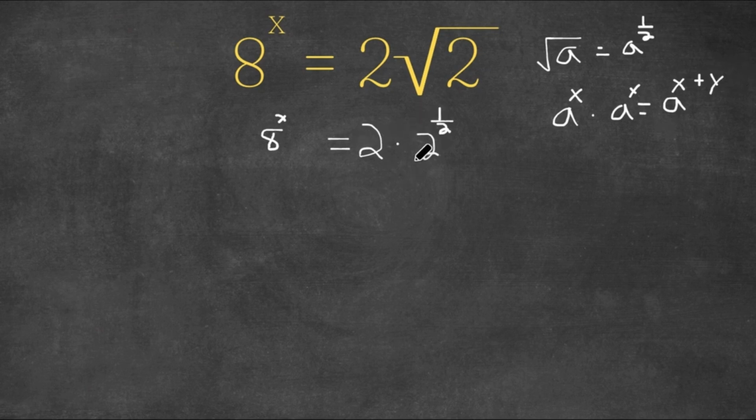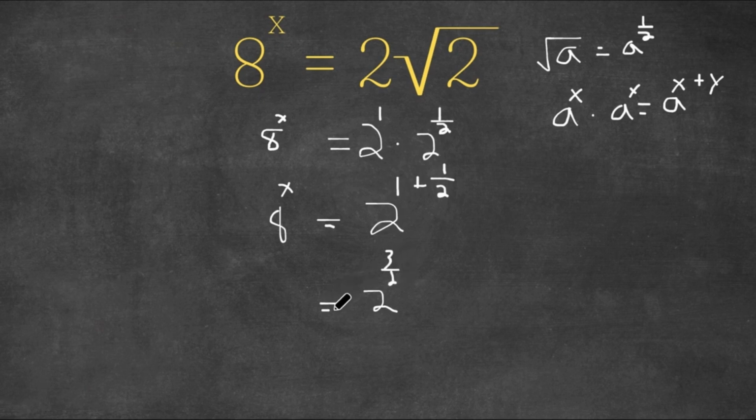So knowing that, 2 times 2 to the power of 1/2 is the same thing as 2 to the power of 1 times 2 to the power of 1/2, which is 2 to the power of 1 plus 1/2. And this is equal to 8 to the power of x. Now, 1 plus 1/2, that's 3 over 2. So this is 2 to the power of 3 over 2, and this equals 8 to the power of x. And we actually can't simplify this side anymore, and our bases still aren't the same.